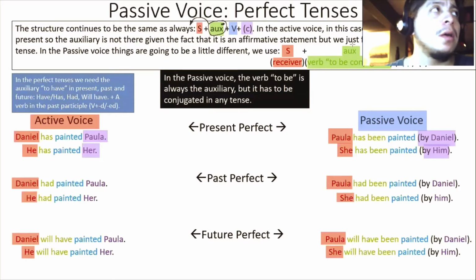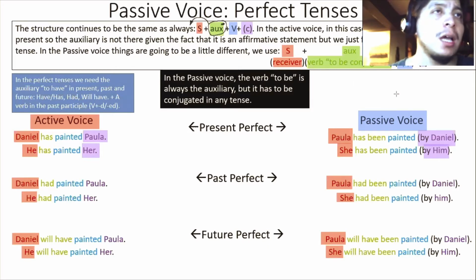It could be the verb to be in the past, that will be the passive voice in the past. It could be the future perfect continuous, that will be the passive voice in the future perfect continuous. The verb in the passive voice is always in the past participle, always, okay? And finally, and optionally, we have the complement. If we want, we can have a complement, okay?